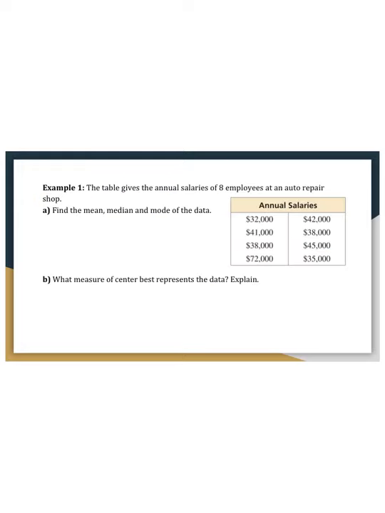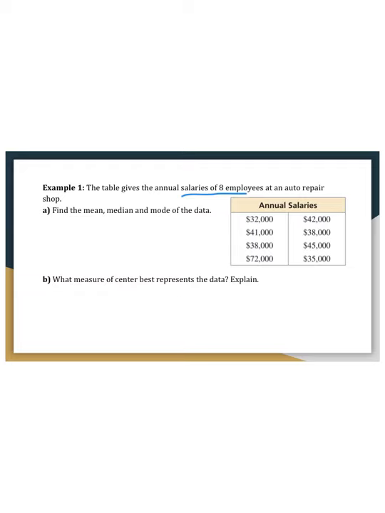In our example here, we have a table that gives the annual salaries of 8 different employees at an auto repair shop. So we have our table here. We can see that 32,000 represents one individual who earns $32,000. 45,000 would represent an individual that would earn 45,000. We have two questions here. We'd like to find the mean, median, and mode of the data. And then we want to discuss which measure of center would be the best to represent the data.